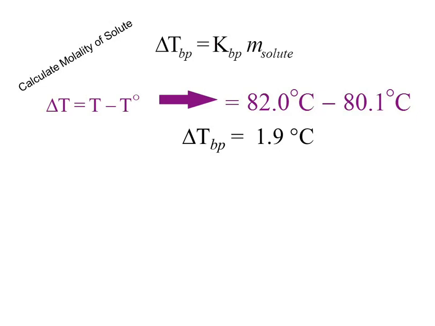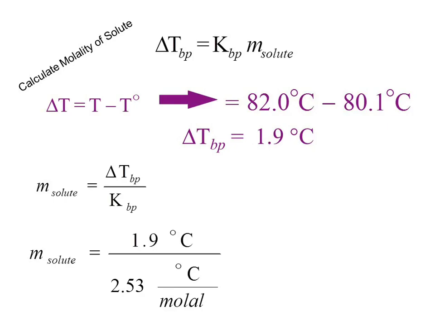And then we know our KBP, so if we rearrange the boiling point elevation equation to solve for molality, it looks like this. The molality of the solute is equal to delta TBP, which we just came up with, divided by KBP, which is from the table. Don't forget your units. So 1.9 degrees Celsius divided by that KBP, 2.53 degrees Celsius per molal. Notice the beauty of this is your degrees Celsius will cancel, and you'll be left with 1 over molal in the denominator, which is the same as molal in the numerator.